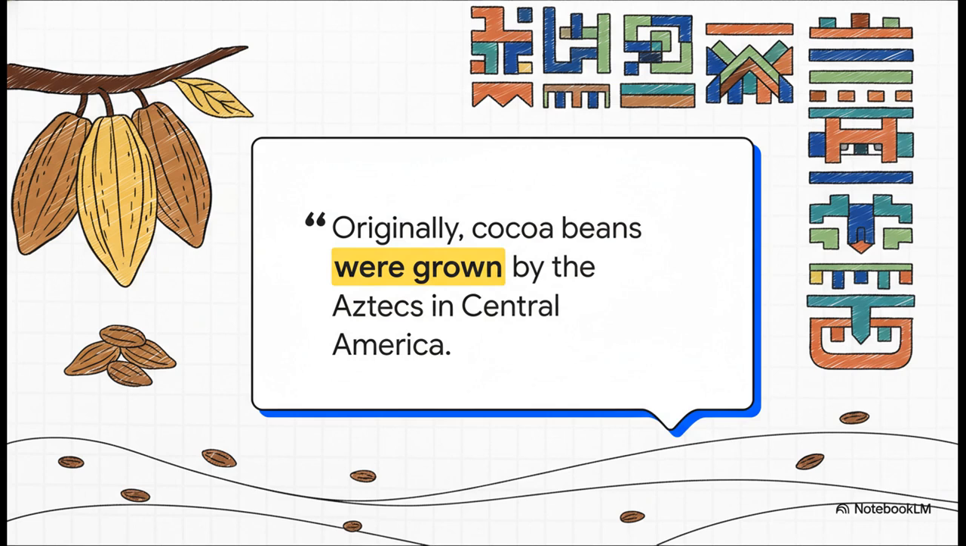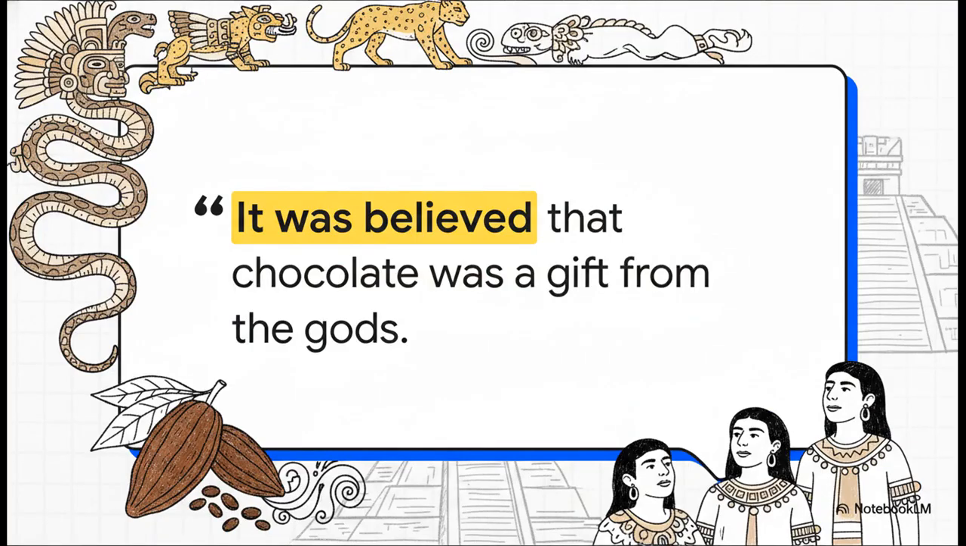Well, what's the story about? It's about the beans. They're the focus of this whole historical text. The Aztecs are definitely important, we see them right there, but the sentence structure puts the spotlight firmly on the ingredient itself.